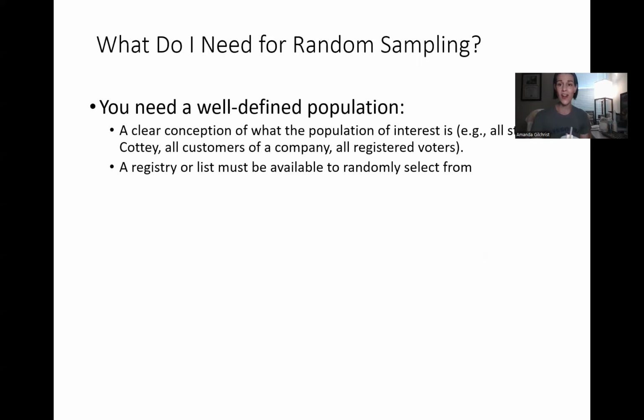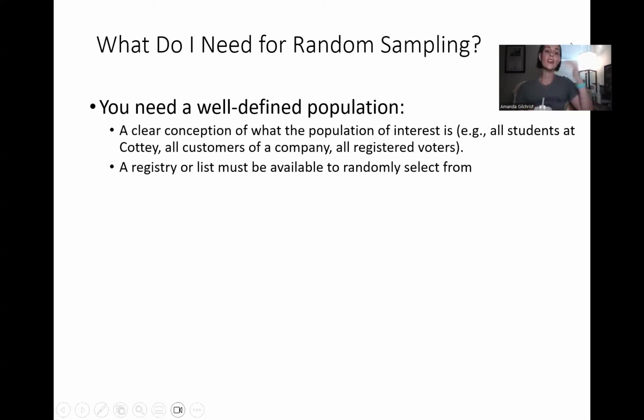So what do you need for random sampling? Well, first of all, you're going to need a well-defined population. So you need a clear idea of what your population of interest actually is. So this could be all students at Cotty. This could be all customers of a company, all registered voters. We don't necessarily want something vague like people.